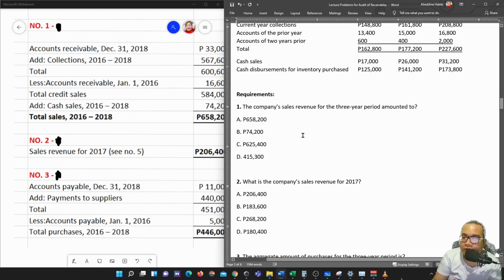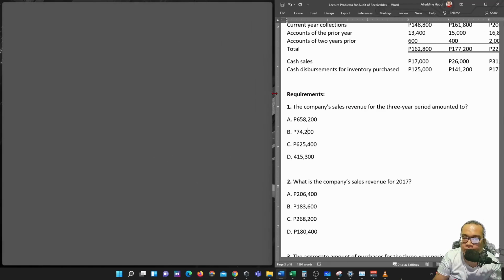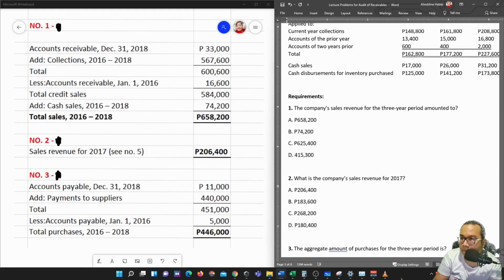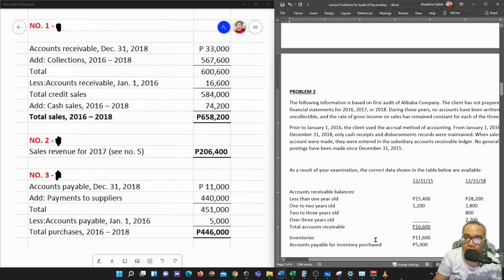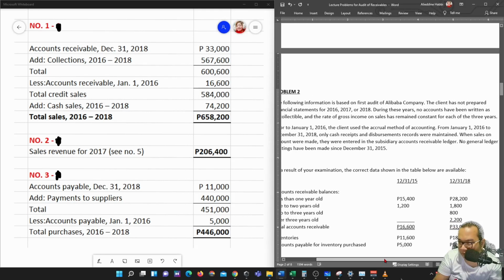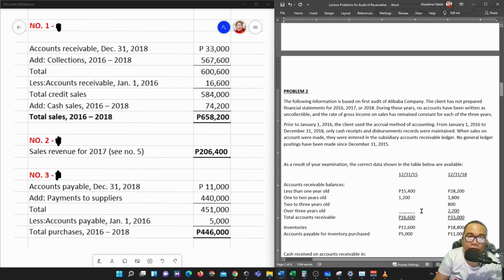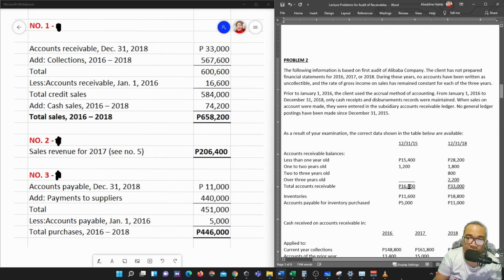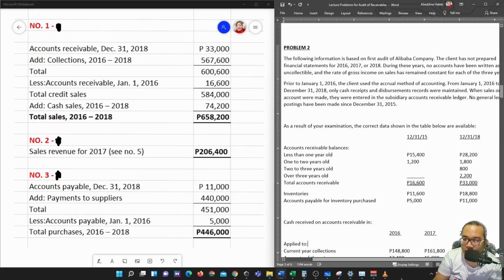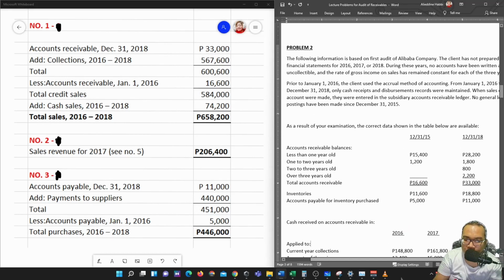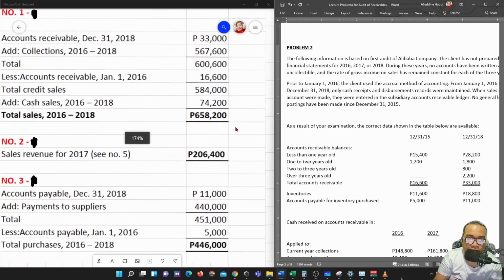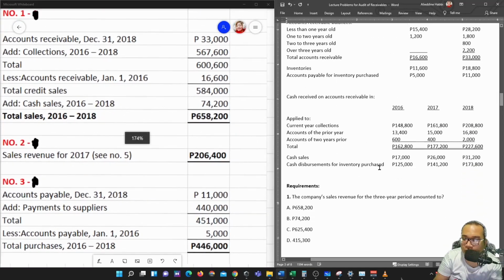So the company sales revenue for the 3-year period amounted to how much? Magkano? So klaro naman to, no? Kahit 480p or sa 360p. Klaro siya, pero baka long term sasakit yung mata nyo, so preferably 480p. Tinry ko rin kasi yan, para malaman kung ano yung makikita ng student. So anyways, number 1 tayo.